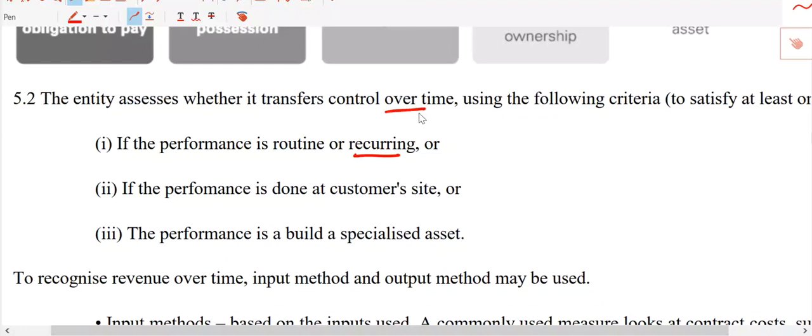Another thing to recognize revenue over time is if the performance is done at the customer side. So this is mentioned in the question now. We are constructing a retail outlet on the customer's land. So if I need to discuss the timing of revenue recognition, I will mention this is revenue recognized over time.